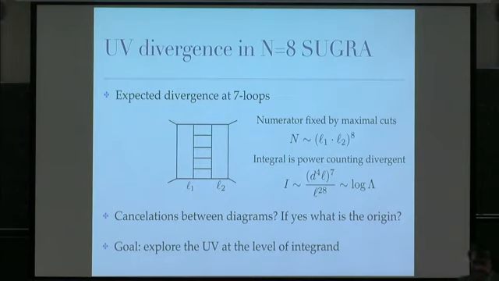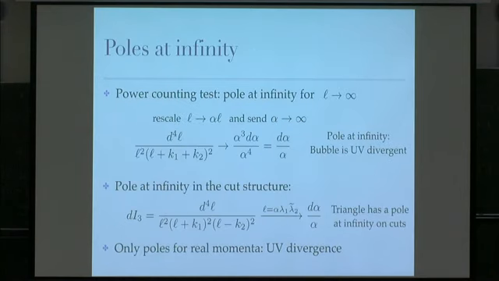Now, the general goal would be to explore these UV properties, not just UV divergences, but in general the UV of gravity at the level of the integrand. Because here you have to first integrate, then put everything together and see if it cancels. So the ideal situation would be to first explore at the level of the integrand without any integration, and to make an argument why it's one way or the other way. So let me say more about the poles at infinity in this context.